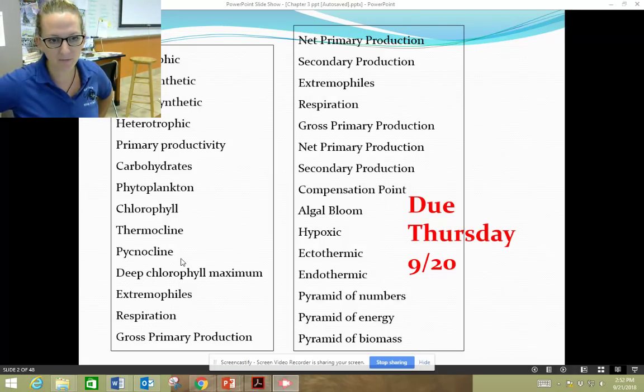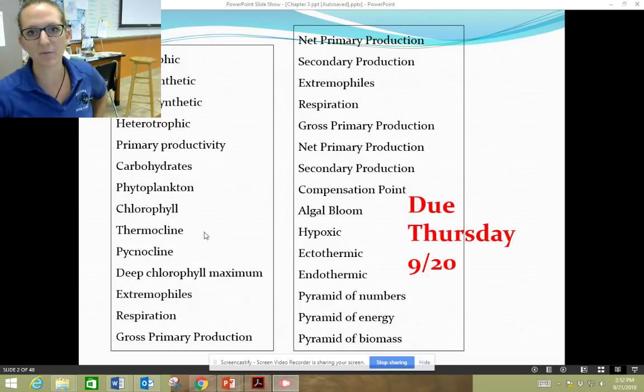Deep chlorophyll maximum, extremophiles, remember philes means lover, respiration, gross primary production, net primary production, secondary production, compensation point, algal bloom, hypoxic, ectothermic, endothermic, pyramid of numbers, pyramid of energy, pyramid of biomass.